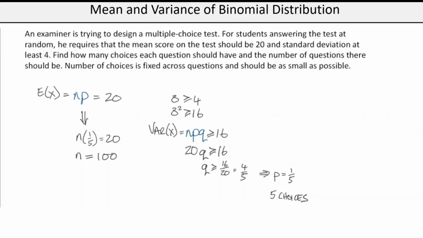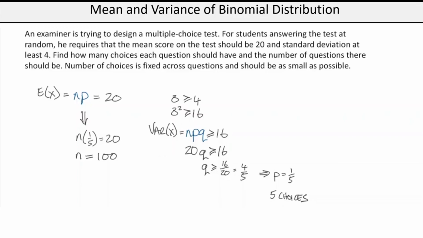Now that we know NP and NPQ, we should be able to be quite creative with the questions we can respond to. You have to get involved in the context. Here, the thought process of how many choices are in the multiple choice question led directly to interpreting the value of P. The value of P linked to the number of choices.